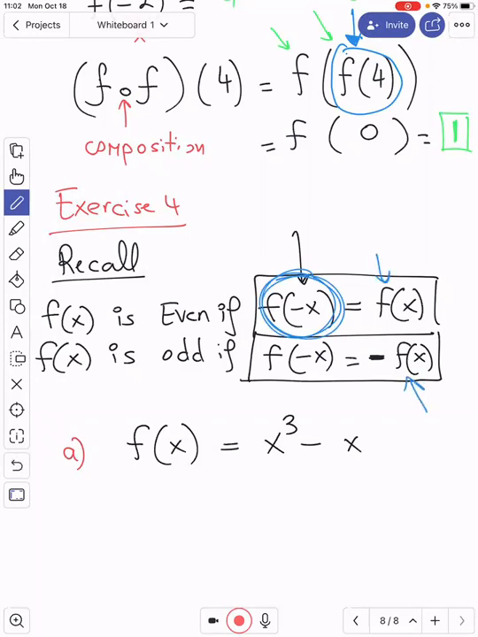So the first step is always to find or compute f of minus x. It doesn't matter if you're checking if the function is even or odd. The first step is always the same. You need to find first f of minus x. That's always the first step.